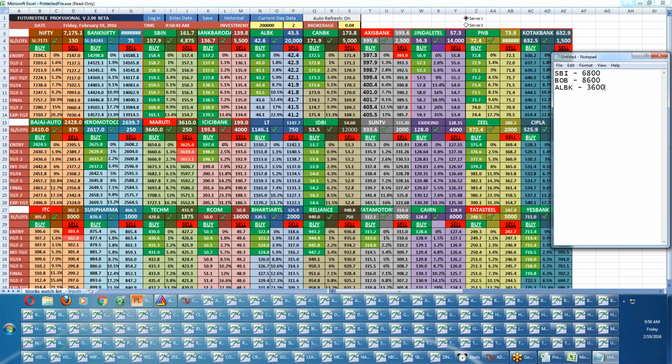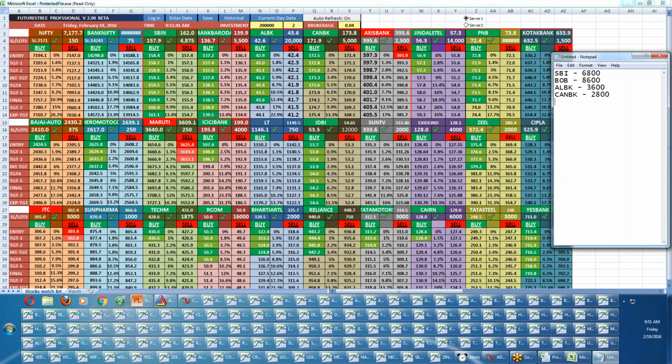Though it has done its final profit, I'm not adding that. I'm just taking the current market price. Can Bank, your entry is 172.50. Current price is 173.90. So that's around 1 rupee 40 paise in that. And your lot size is 2000 for Can Bank. So that's around 2800.